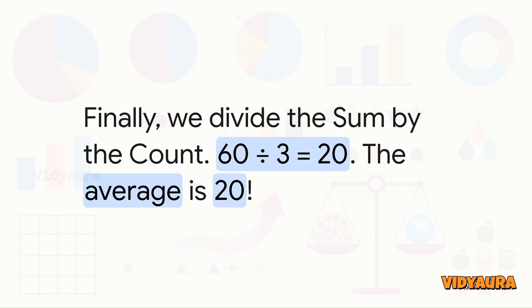You know, here's a little pro tip. Notice how 20 is right in the middle of our numbers, 10 and 30? That's usually a pretty good sign that you found the right average. It's like the balance point for all the numbers.